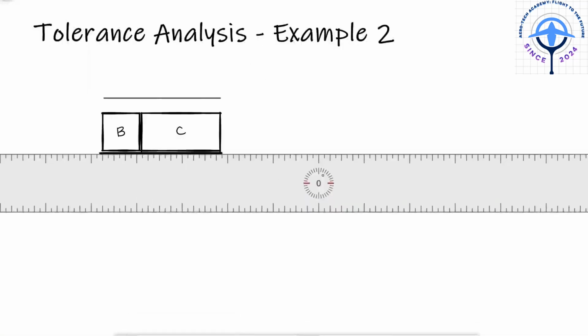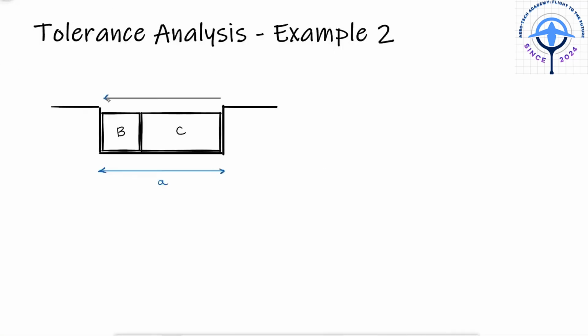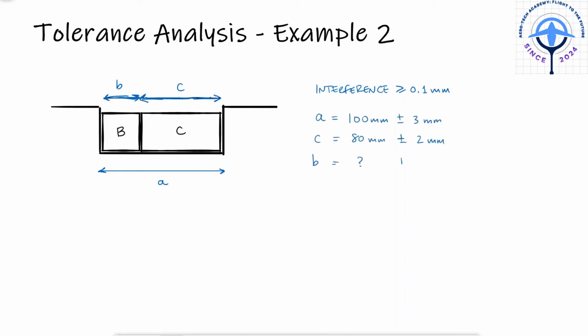Boxes B and C are to be press-fitted into hole A, and we know that an interference of at least 0.1 millimeters will hold the boxes in place during operation. What should the nominal value for dimension B be?